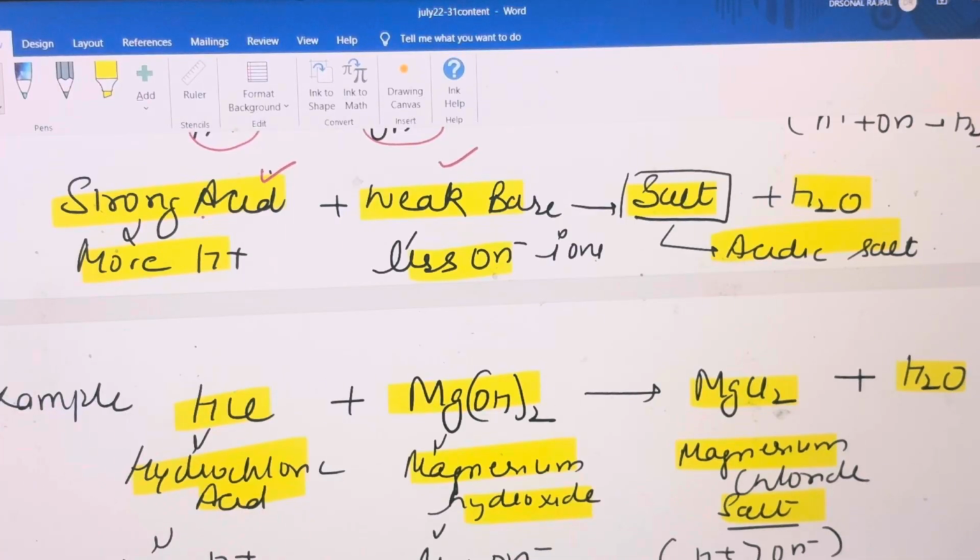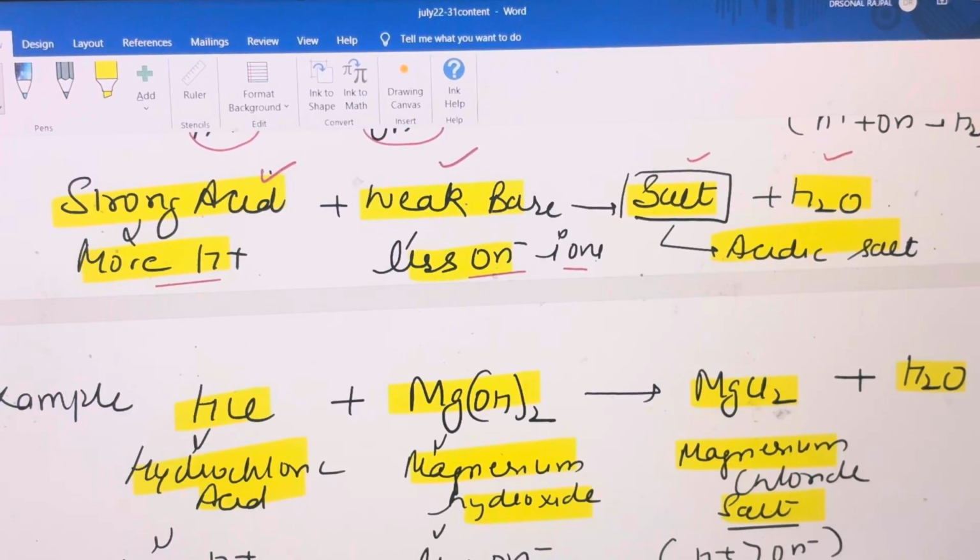When the strong acid reacts with the weak base, they combine together to form salt and water. But here, student, I have to say, in solution the number of H ions is more than OH ions. The reason is that whenever a strong acid reacts with a weak base, the strong acid will produce a large number of H ions in water, and the weak base produces a smaller number of OH ions in water.